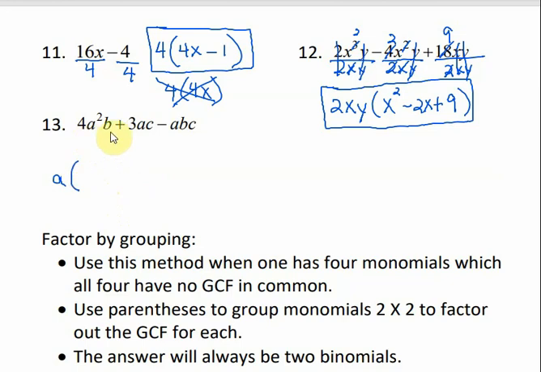So if I divide each term by A, I would get 4AB plus 3C minus BC. And that's my answer.